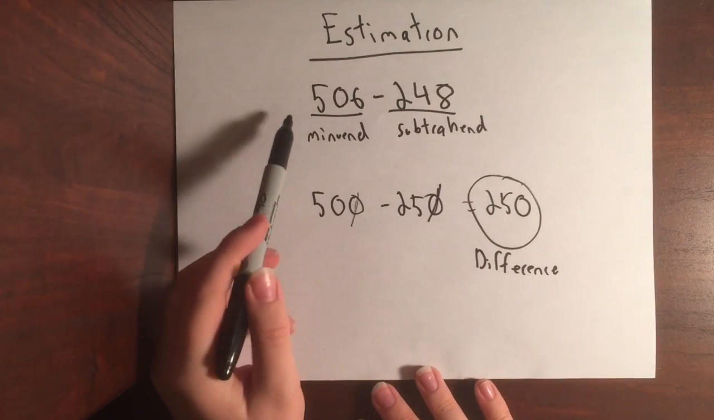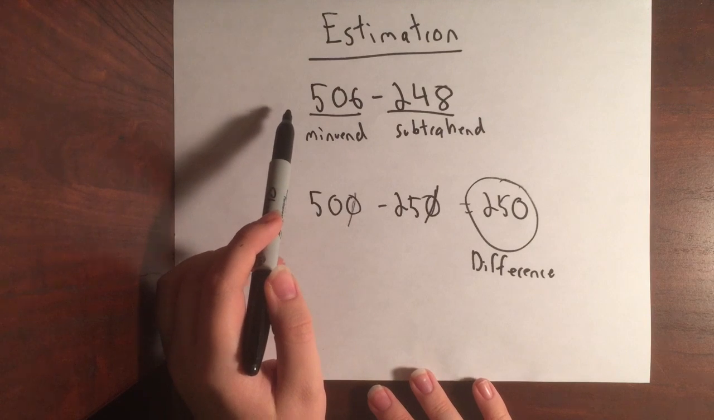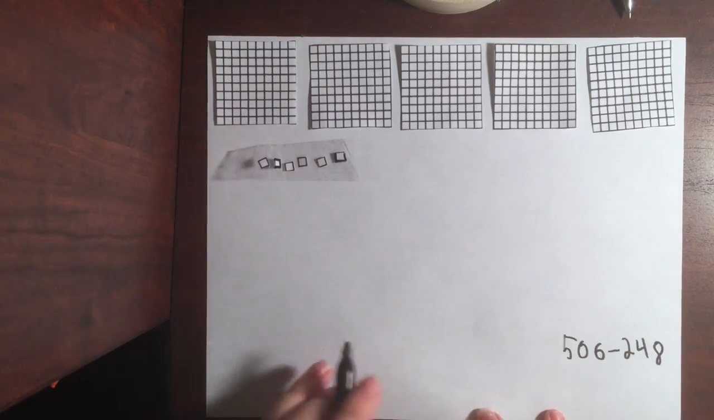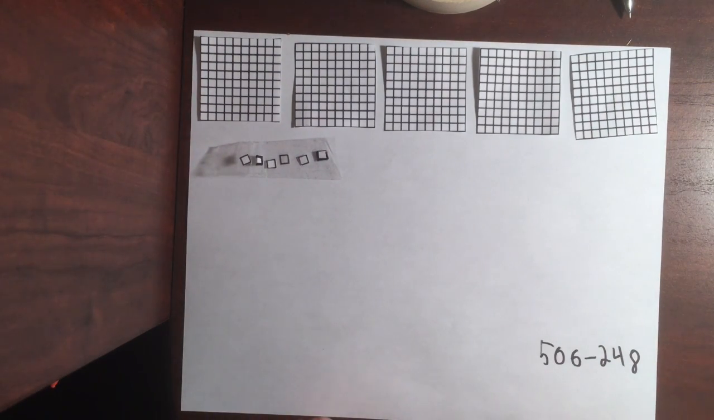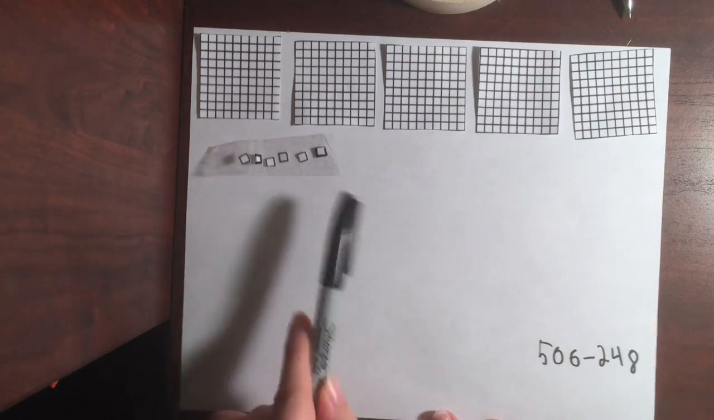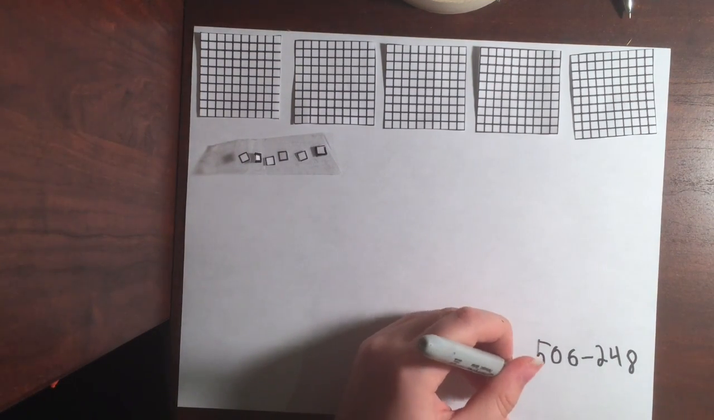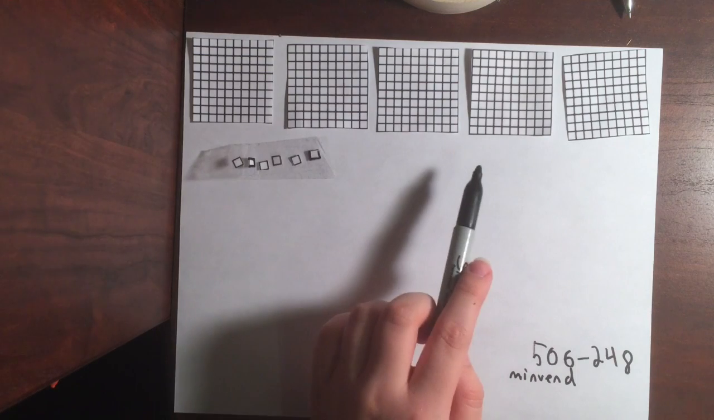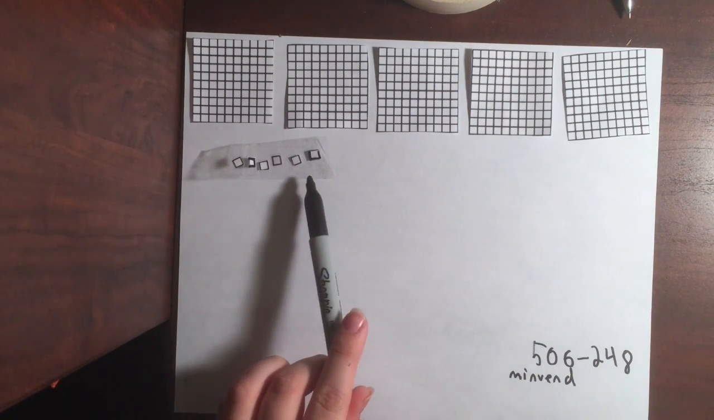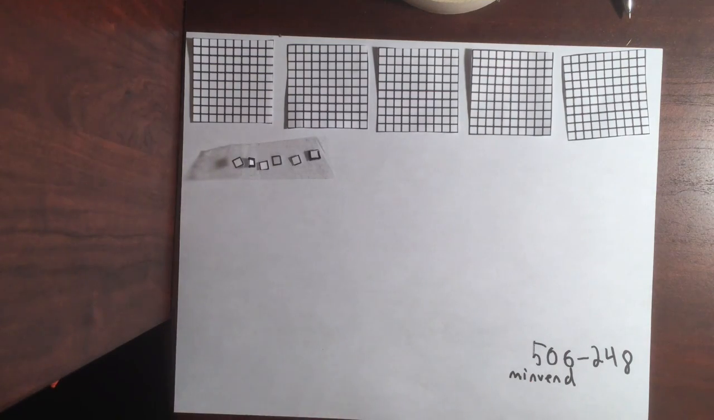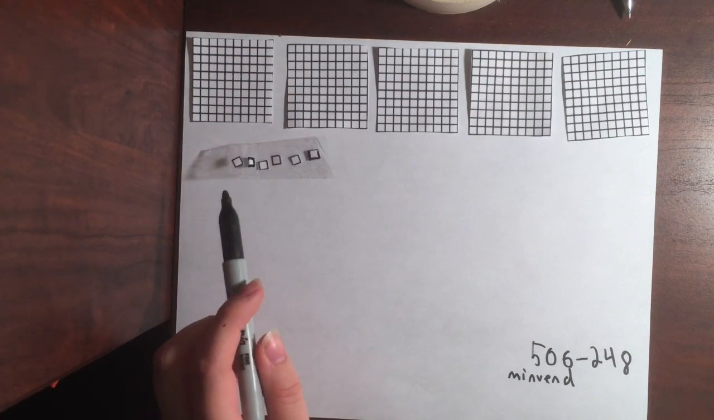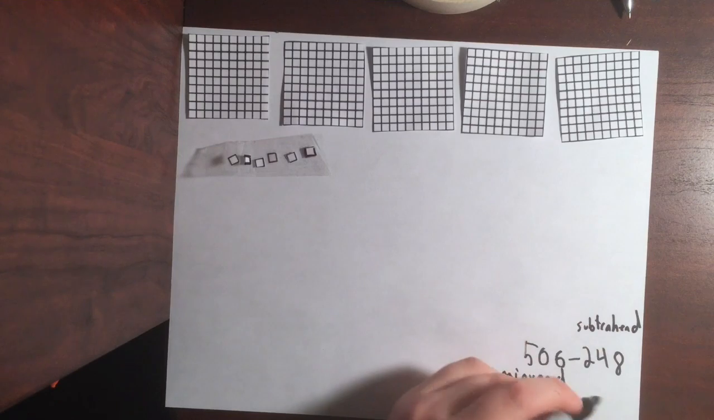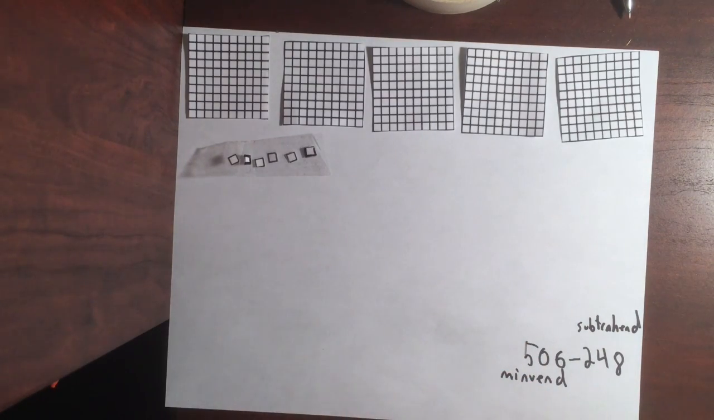Let's move on to some strategies to find out our actual difference between these numbers. First, we're going to use the base 10 method. So how this works is we have our visual representation of 506, our minuend. We have 5 flats, which is representative of 500, and we have 6 units, representing our 506. Now we're going to begin subtracting our subtrahend, or the 248, from our 506.